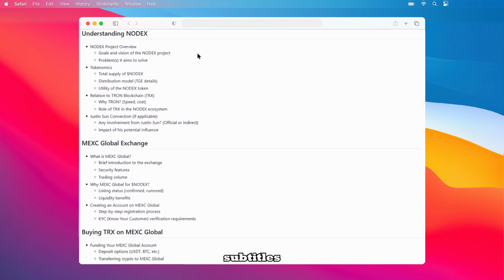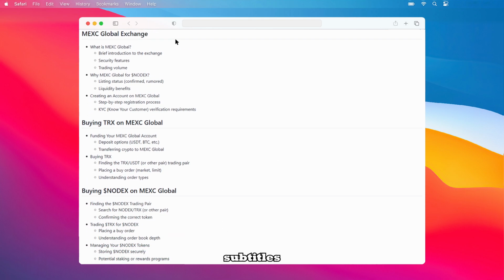Next, we'll focus on MEXC Global, the exchange we'll use. We'll briefly introduce MEXC Global, its security features, and trading volume, and discuss why it's a good platform for $NODEX, addressing its listing status and liquidity benefits. We'll then walk through creating an account on MEXC Global, covering the step-by-step registration process and KYC verification requirements.